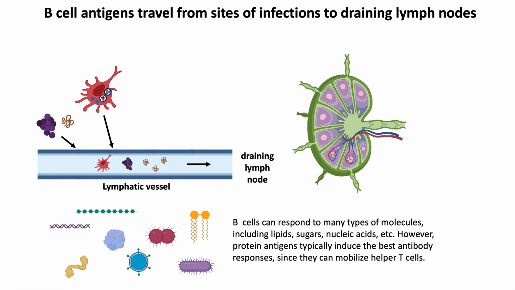Now, what is the nature of these antigens? Well, B cells can respond to many types of molecules. And so I've shown a carbohydrate chain, a nucleic acid, a couple of globular protein structures, viruses, bacteria, glycolipids, and it's important to note that B cells can really bind to just about anything and make antibody responses to just about anything. However, protein antigens typically induce the best antibody responses, and that's because only protein antigens can mobilize helper T cells.